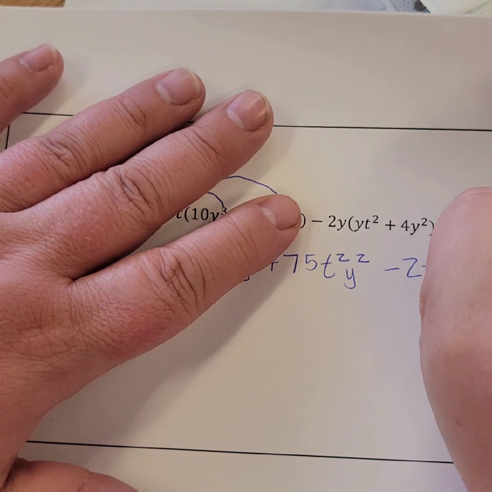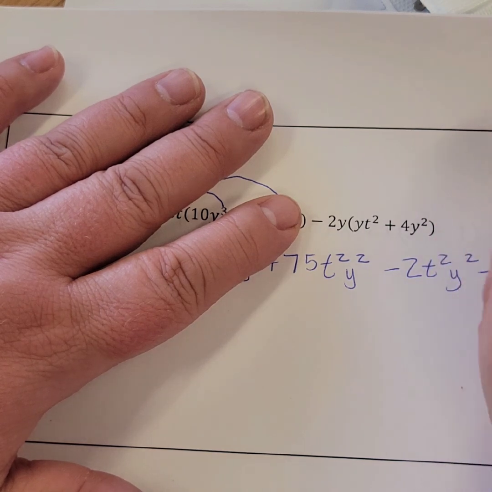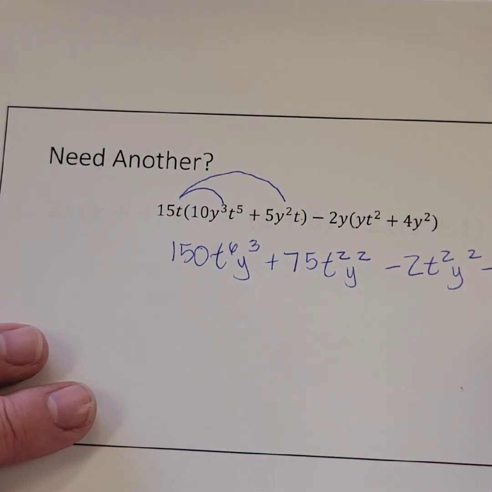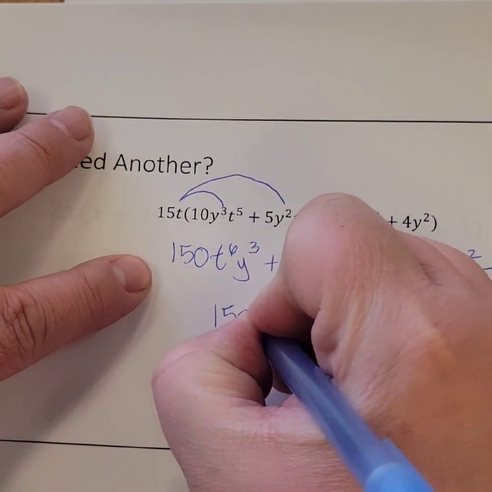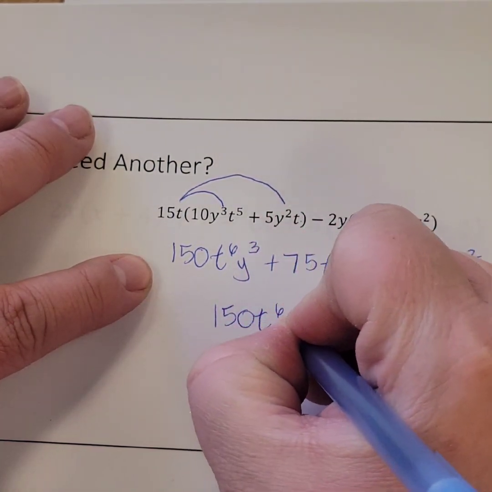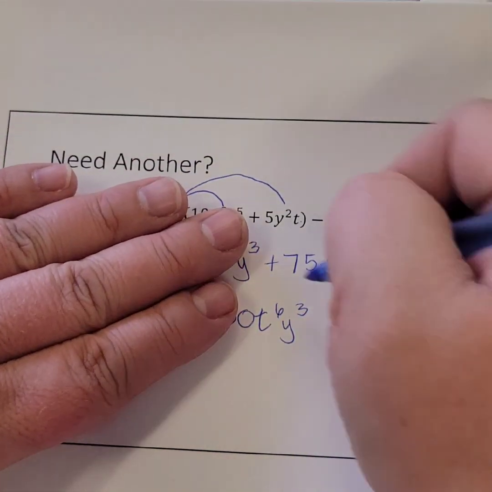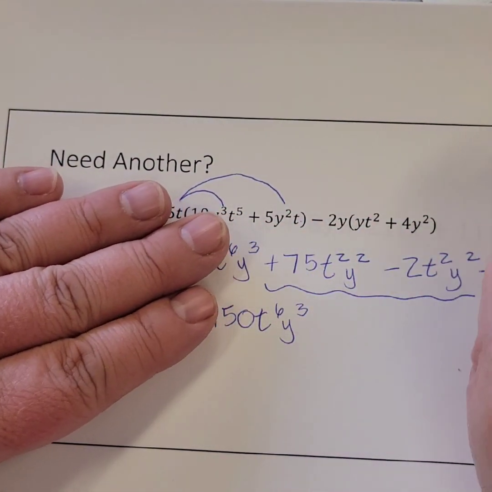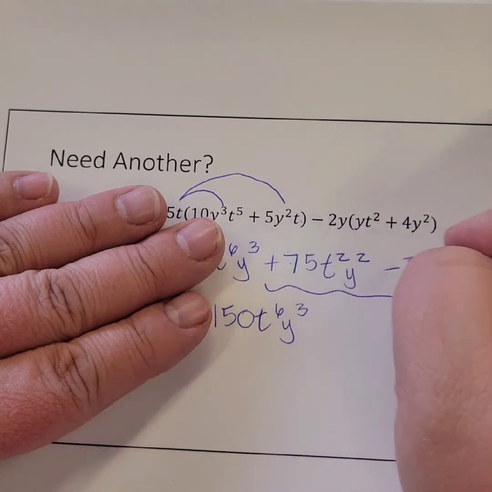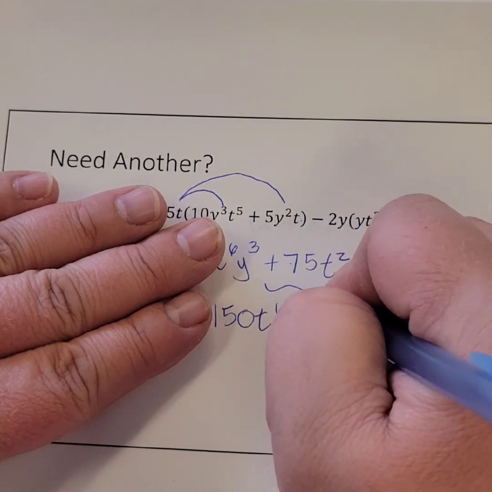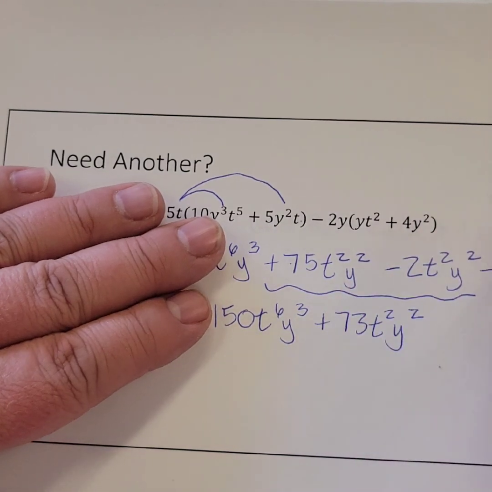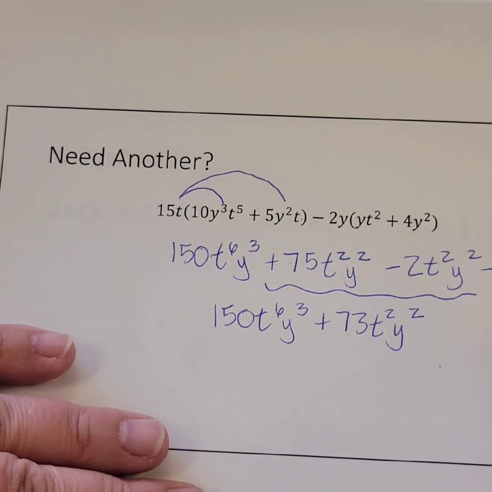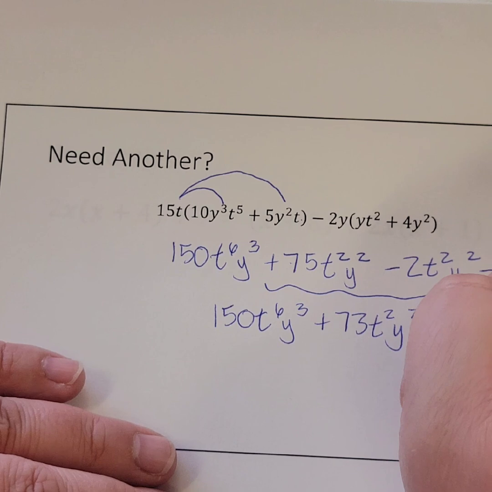Then we have a negative 8y to the third. Okay, so this one doesn't have anything to go with it. So t6, y3. Then these two have t squared y squareds. So 75 minus 2. So plus 73t squared y squared. And then this one doesn't have anything to go with, so it just gets written down.